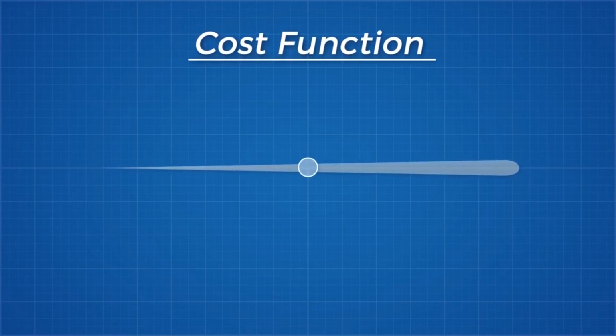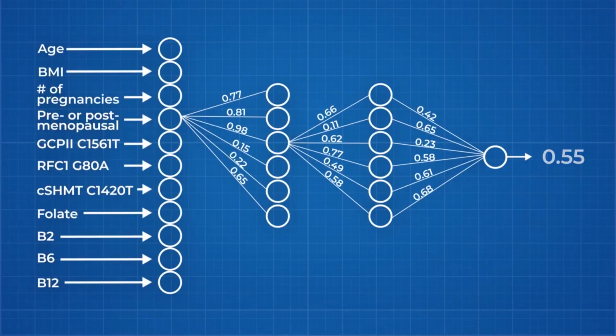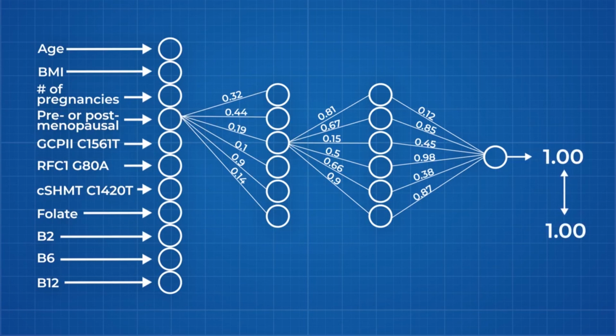In order to carry out gradient descent, we first need a cost function. It provides a measure of how far the guessed output is from the actual output. It's expressed as the difference between the predicted value and the actual value. We repeat this process again and again until the error is sufficiently small. At this point, training is complete, and now we can test the network with the 25% of data that we reserved for testing.